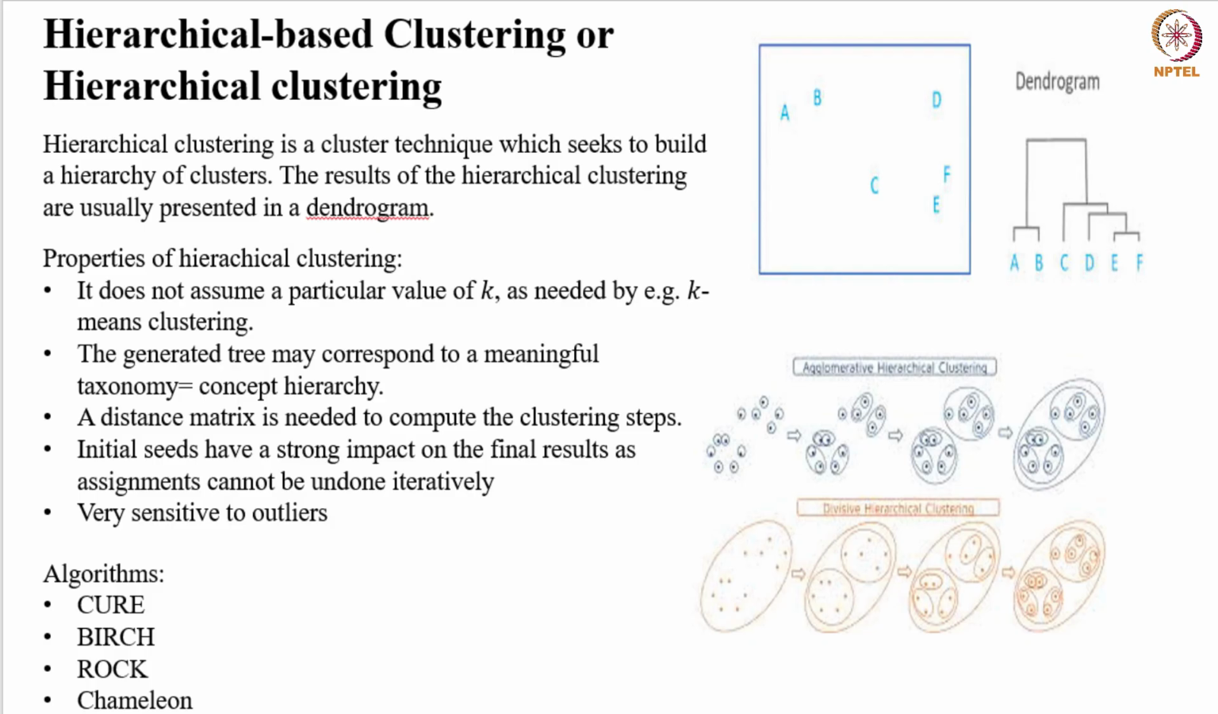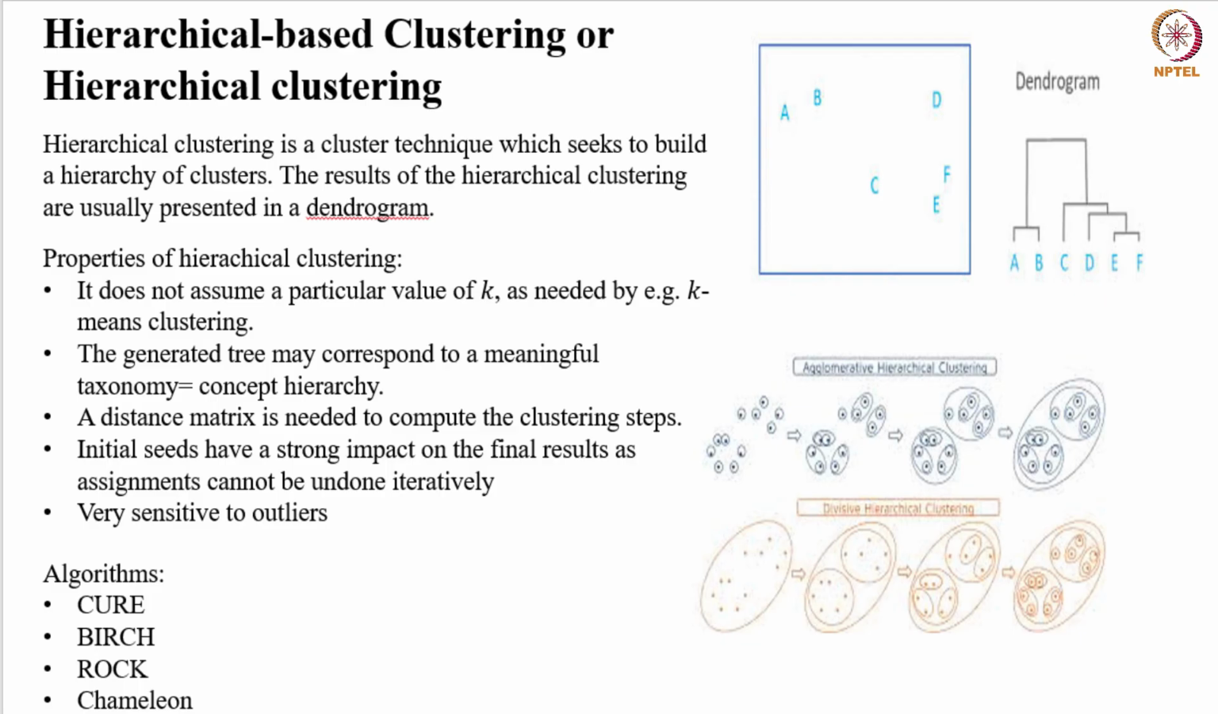What you need is a distance matrix to compute the clustering steps. Or let's say you need two kinds of matrices. Actually, you need a distance matrix between instances, and you need what's called a proximity matrix between the clusters. But we will come back to that in the next slide.